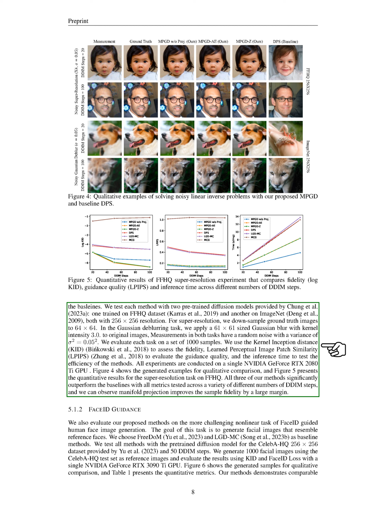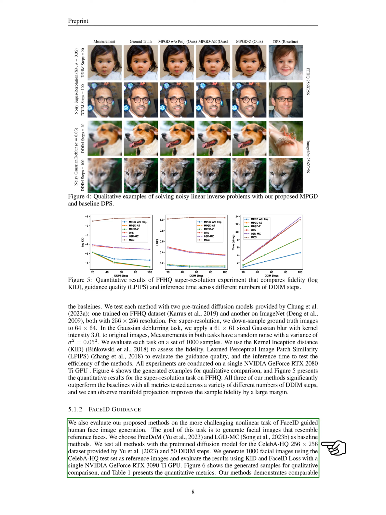Section: Face ID Guidance. We've put our proposed techniques to the test on the complex task of generating human face images guided by Face ID. The aim here is to create images of faces that closely resemble reference faces. We've chosen Freedom and LGDMC as our benchmark methods. We've tested all methods using a pre-trained diffusion model for the CelebA-HQ dataset, which consists of 256 by 256 pixel images, and used 50 DDIM steps. We've generated 1,000 face images using the CelebA-HQ test set as reference images and evaluated the results using KID and Face ID loss on a single NVIDIA GeForce RTX 3090 Ti GPU.